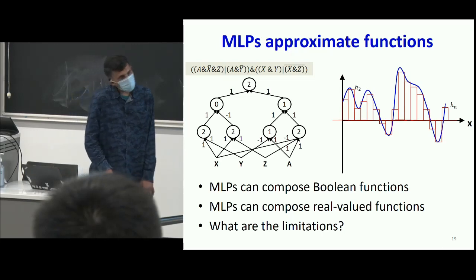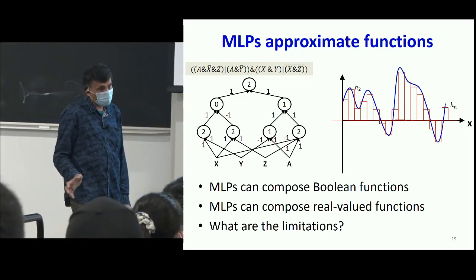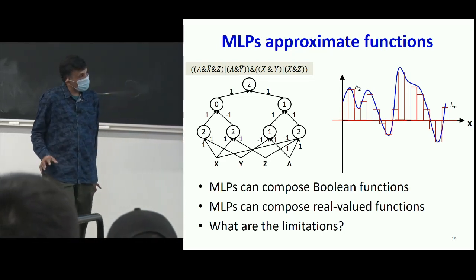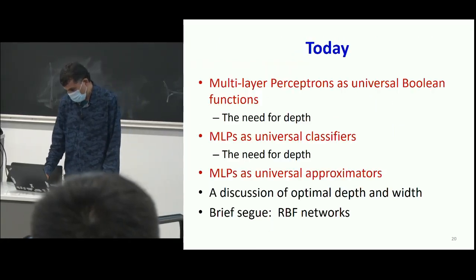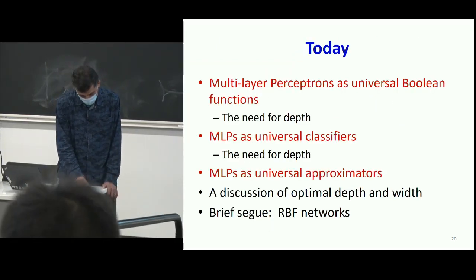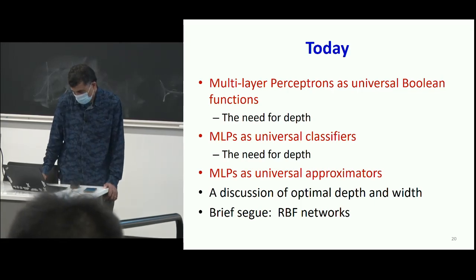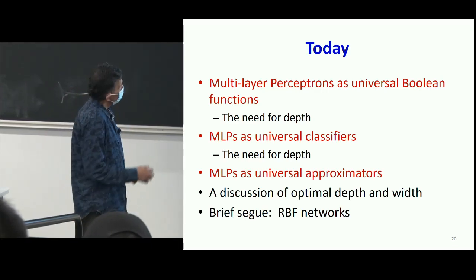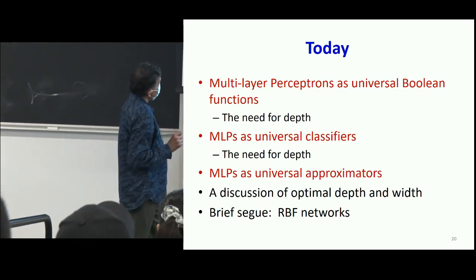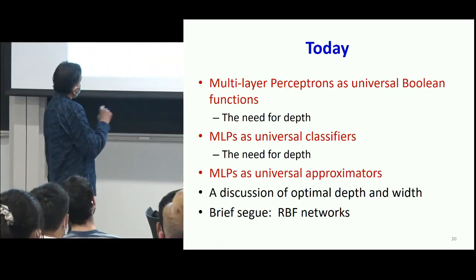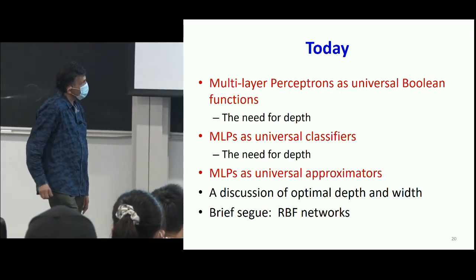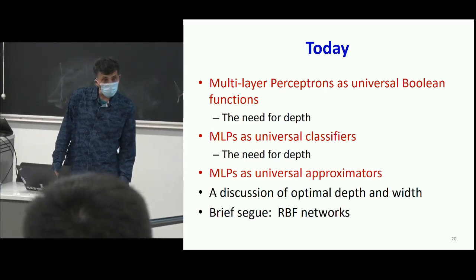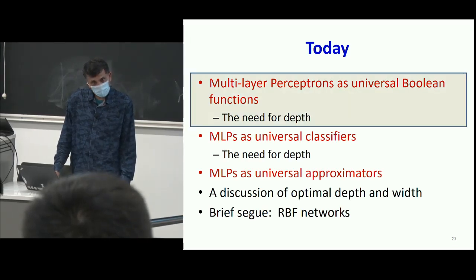Okay. So we saw that MLPs can compose all kinds of functions. They are universal Boolean functions. They're universal. They can compose any real valued functions. But what are the limitations? That's what the topic for today is going to be all about. We're going to look at multi-layer perceptrons as universal Boolean functions and why depth is necessary. We're going to look at them as universal classifiers and why depth is necessary. And we're going to look at them as universal approximators. And again, why depth is necessary. And then we're going to have a brief discussion of optimal depth versus width. I will not be talking about RBF networks, but please look them up because they're an interesting topic.